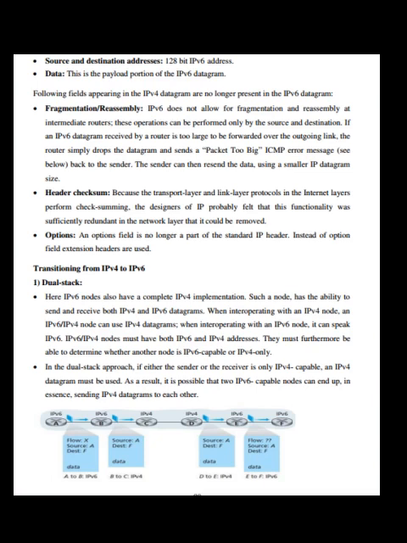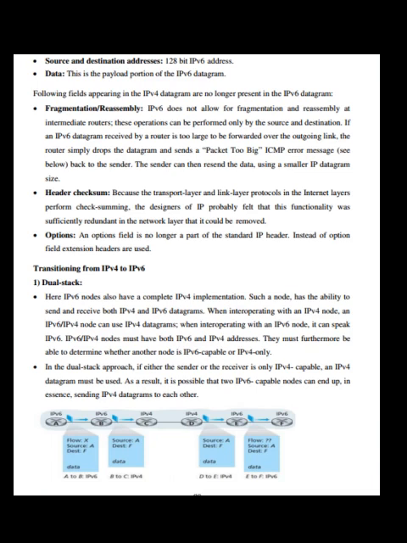If an IPv6 datagram received by a router is too large to be forwarded over the outgoing link, the router simply drops the datagram and sends a "Packet Too Big" ICMP error message back to the sender. The sender can then resend the data using a smaller IP datagram.